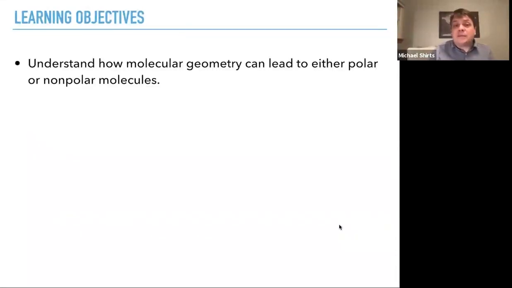So what we'll be talking about now is to understand how molecular geometry can lead to either polar or non-polar molecules. Why is that important? A polar molecule has a partial positive charge on one end and a partial negative charge on the other, and those can attract each other, whereas a non-polar molecule can't really do that. So you get significantly different chemical properties in terms of things like boiling points and melting points, depending on whether it's polar or not. And that is directly related to how the atoms of the molecule are arranged in space. So let's look at some examples.